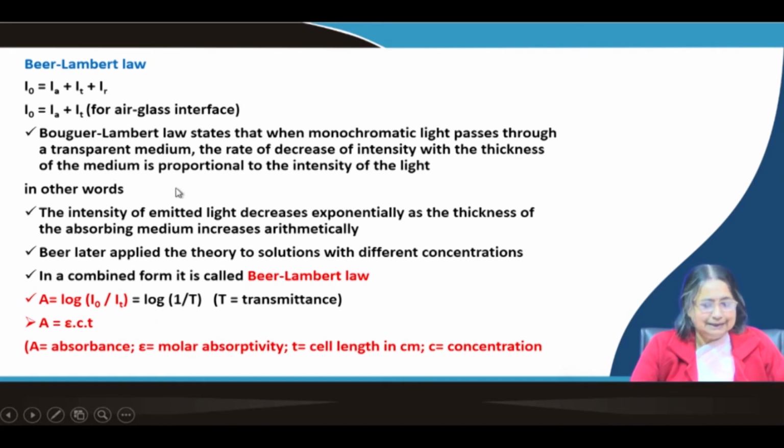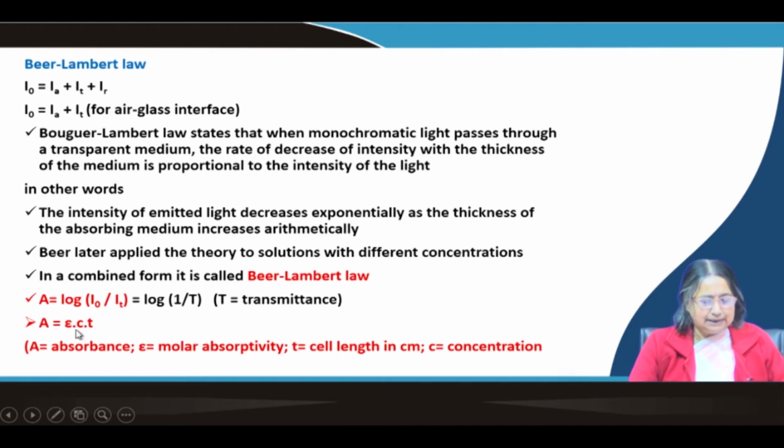And Beer, another scientist, extended this. Beer later applied the theory to solutions with different concentrations. So, by combination, it is called the Beer-Lambert law. This is in a medium, and this is Beer's law for solutions with different concentrations. When you combine these two, it comes as log I0 by IT, which we call absorbance. Absorbance is log I0 by IT, A is epsilon into C into T. This is the combination, the Beer-Lambert law.